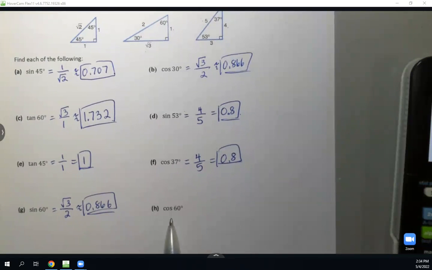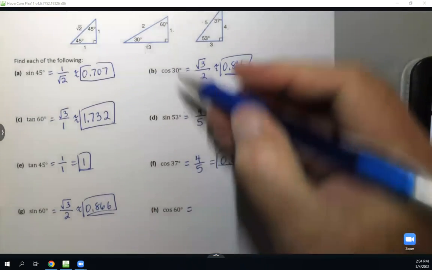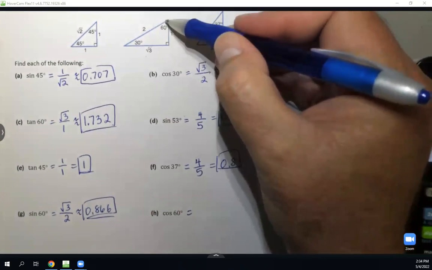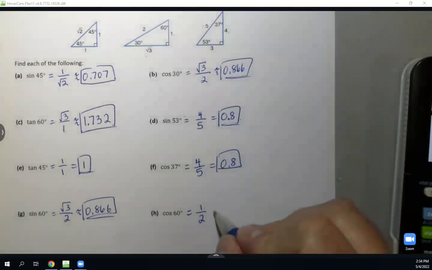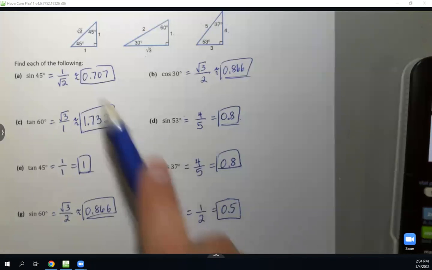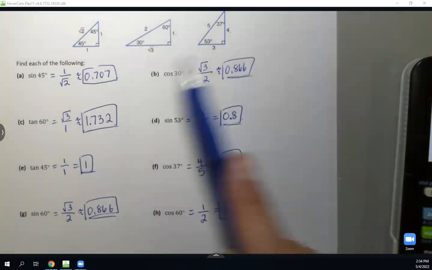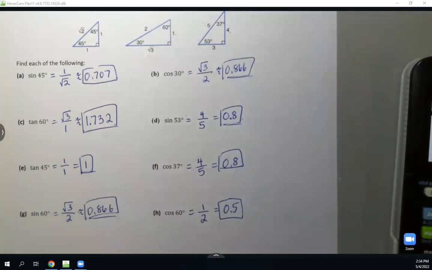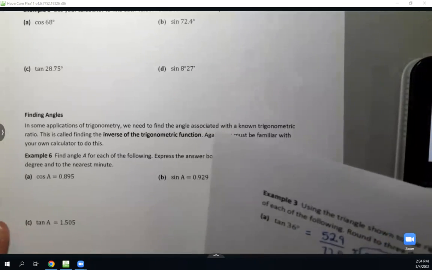Okay. And last but not least, cosine of 60. Well, 60 is here. So the side adjacent is 1. The hypotenuse is 2. So 1 over 2, or 0.5. If you were to take a trigonometry class, we use those special triangles all the time, okay? Any questions so far?